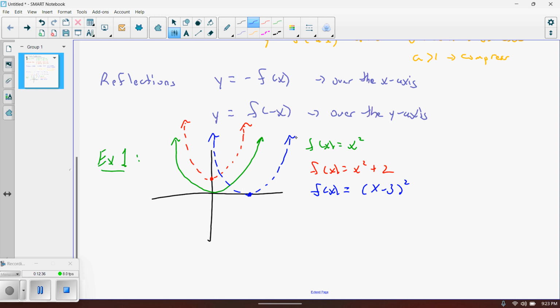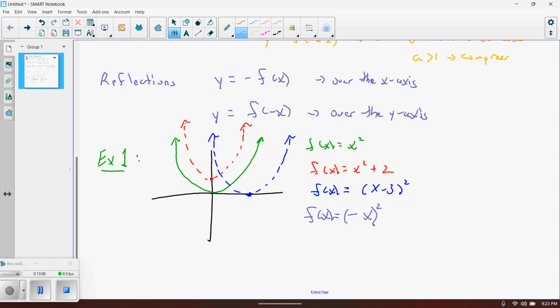Let's say that instead we wanted to reflect this one. By the way, because it's already an even function, reflecting over the y-axis wouldn't change a single thing. We can, however, reflect it over the x-axis, which means we would have to make every y value negative. So we would write this as the negative of x squared, not to be confused with this.